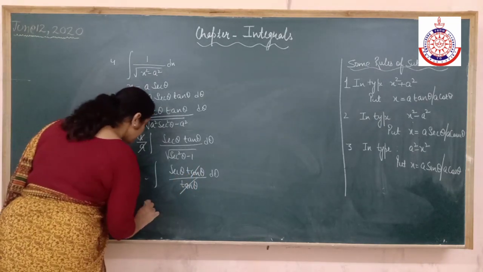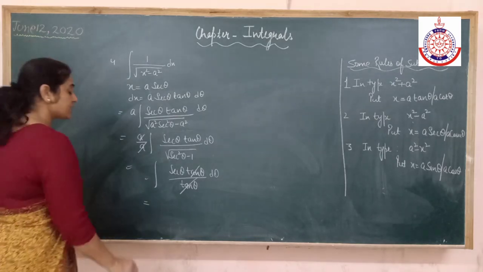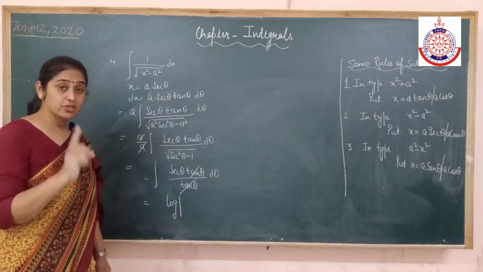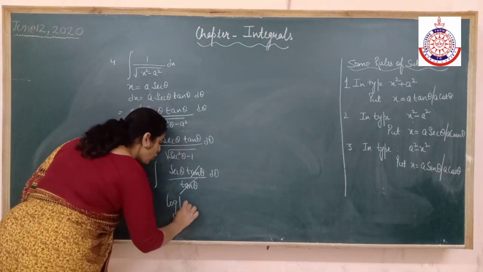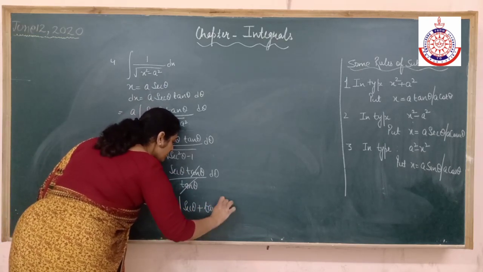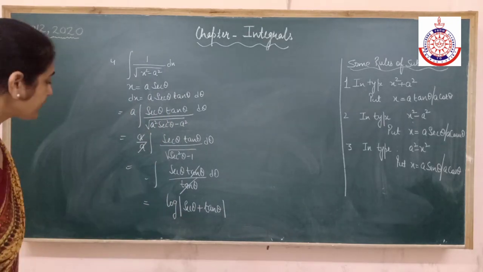What is the integration of secant? Recall, children. We did integration of secant. What was the integration of secant? It is log of, we did in the method of substitution if you remember. We derived it also. Integration is log of secant theta plus tan theta. Secant theta plus tan theta.